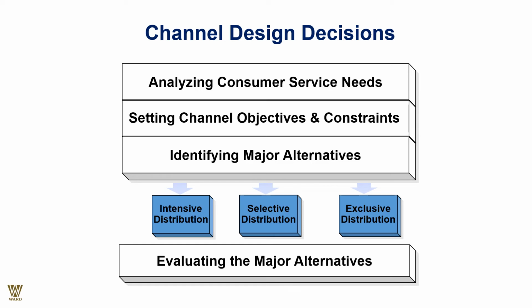They will be talking about it. They are going to set the channel objective and the constraint, and identify major alternatives. Now, this is where we need to decide whether we are going for intensive distribution, selective distribution, or perhaps exclusive distribution. Depending upon the requirement of consumer needs, the objectives, and the viable alternatives, we go for either intensive, selective, or exclusive distribution.